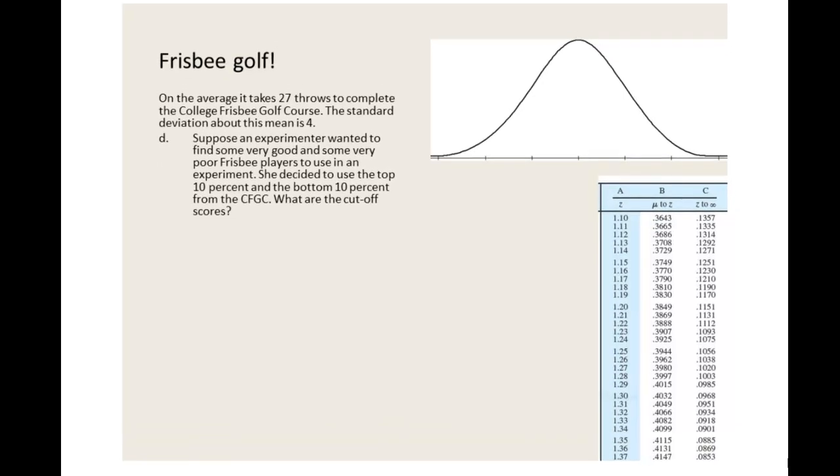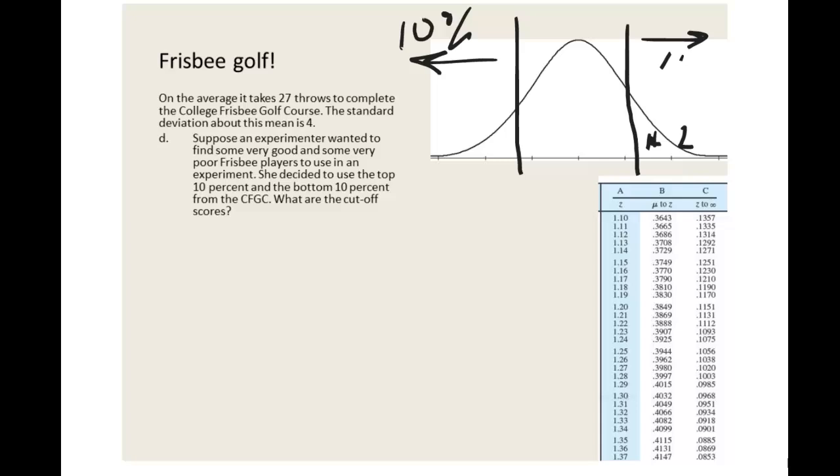In this next question, an experimenter wants to find some very good and very bad Frisbee players. Not quite sure why, but hey, it could happen. She wants to use the top 10% and the bottom 10% of the competitors. So I've tried to mark off here approximately 10%, remembering it's 2.14%. So it's not going to be to the second standard deviation from the left or to -1 yet. So I've kind of marked it off, and I realized that I want a z-score that's probably going to be somewhere around plus or minus 1.2-ish, based off my estimation in the drawing.